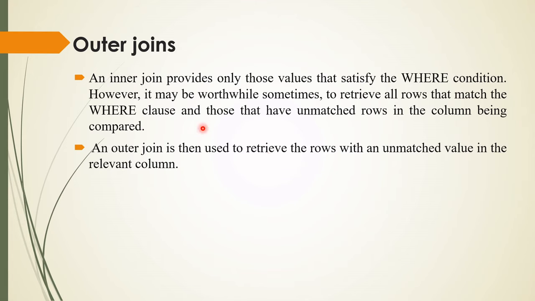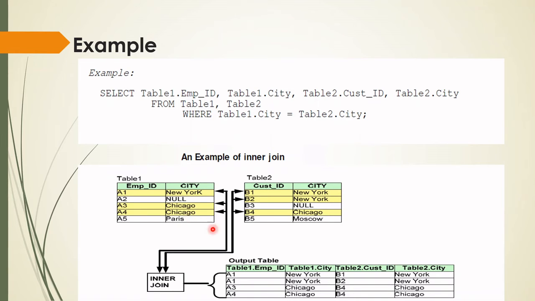However, it may be worthwhile sometimes to retrieve all rows that match the where clause and those that have unmatched rows in the column being compared. So here in this table we have many rows that are unmatched. Only four records are matched, the other records are unmatched. So inner join will provide only matched records.